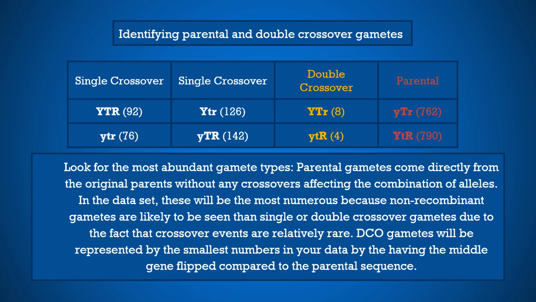Identifying parental and double crossover gametes. Normally you won't be told which are the parental gametes and which are the double crossovers, so you'll have to figure that out just based on the frequency that you see them in the data set. The ones that you see the most are going to be parental. The ones you see the least are going to be double crossover. And then the rest will be single crossover.